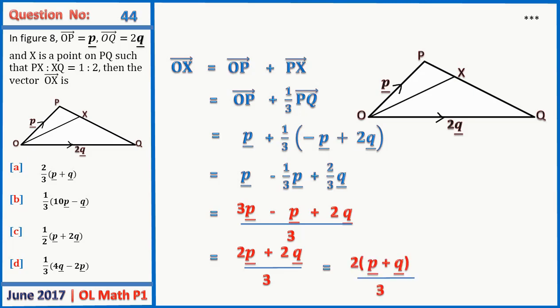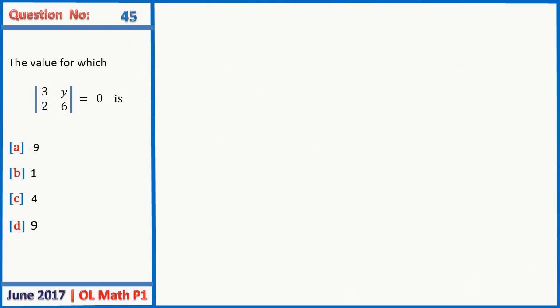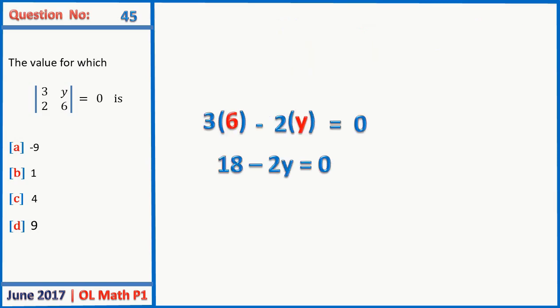This is a 3-star question. So number 45, the value of y for which this determinant equals 0 is, the sign means determinant. So looking for y, we have the determinant to be equal to 0 means 3 times 6 minus 2 times y should be equal to 0. So 18 minus 2y equals 0 and y equals 9. Key is D.